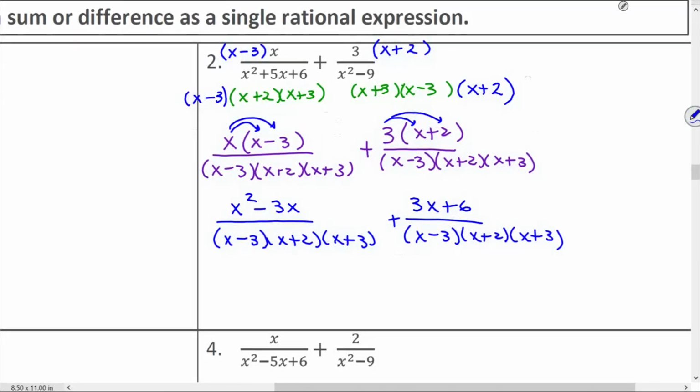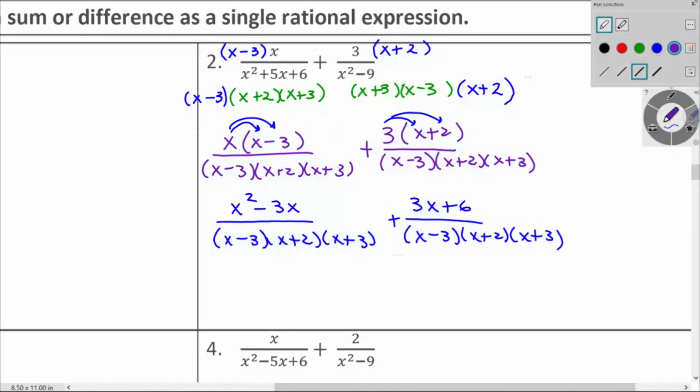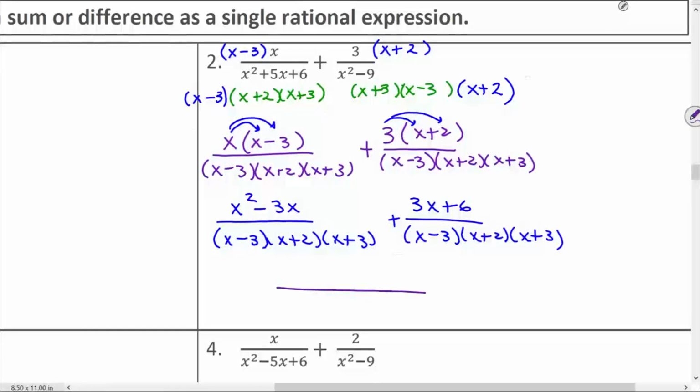okay, so I have the same common denominator, and I combine things together. And that common denominator is x minus 3 times x plus 2 times x plus 3. Okay? And combining the like terms is addition. So this is the easy case where I just kind of add things together. So x squared is my only x squared term. And I have minus 3x plus 3x, which cancels out. And then I have a plus 6. This is what I get.